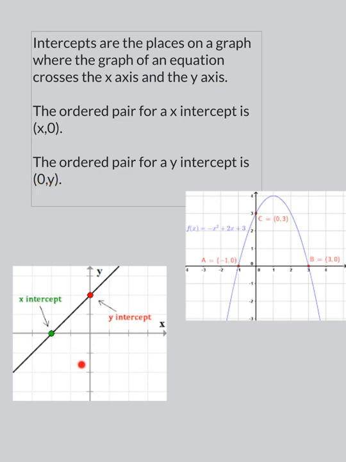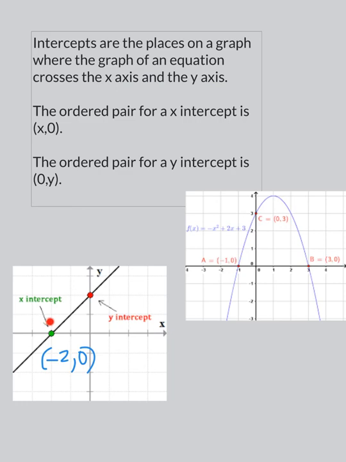And here I have a linear example. As I follow the graph of this equation going up, I see that the graph crosses the x-axis right here. This is known as the x-intercept. The ordered pair for that intercept is (-2, 0).